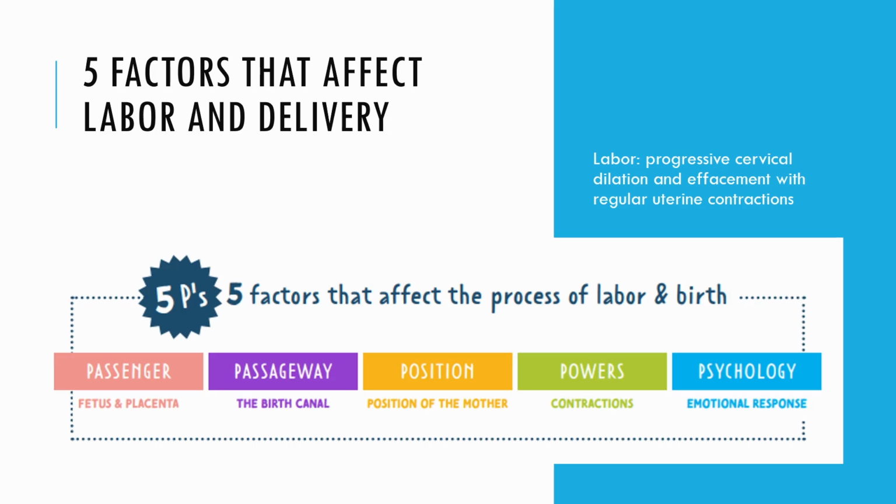Now there's 5 different things that can affect how good, how fast, how easy labor and birth can go. And of course, they all start with P's. So we have passenger, passageway, position, powers, and the psychology or psyche. We'll talk about each of these.